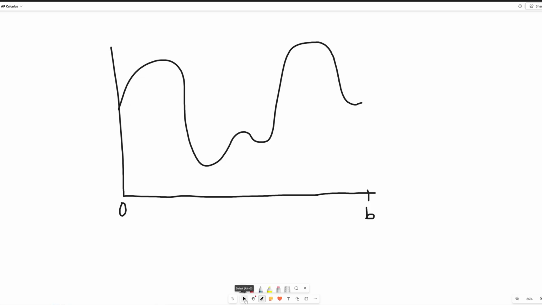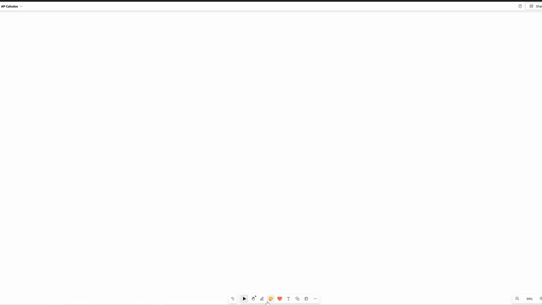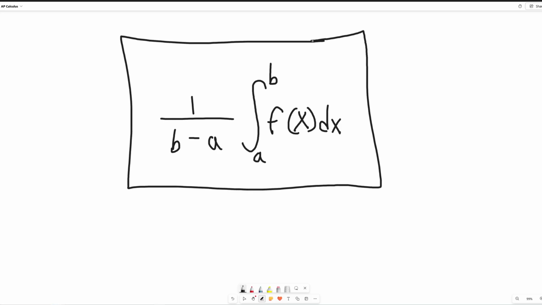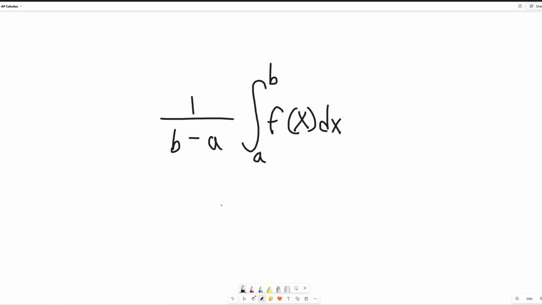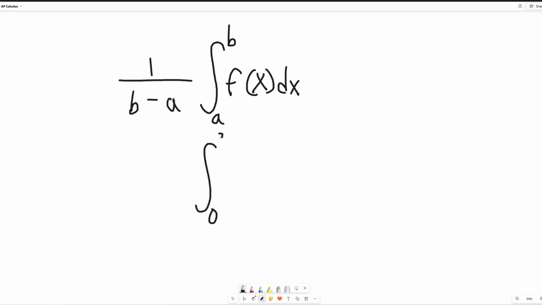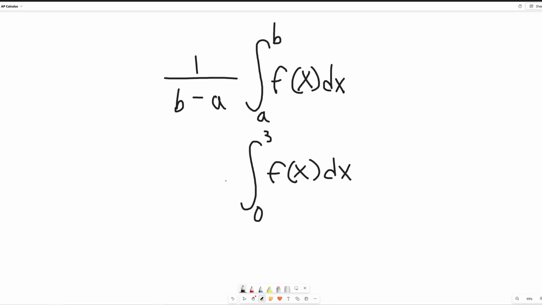So, there is a formula, of course. And it is a pretty easy formula at that. So, the average value of a function on an interval a to b is just the integral of the function from a to b times 1 over b minus a. So, if the difference b minus a is 3, let's say you're integrating from 0 to 3, you want to find the average value of f of x from 0 to 3. You're just going to integrate f of x from 0 to 3, and then times it by 1/3.